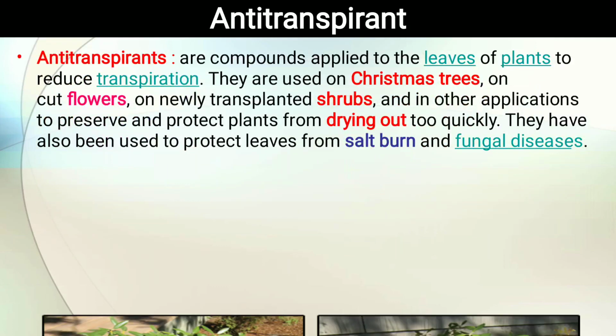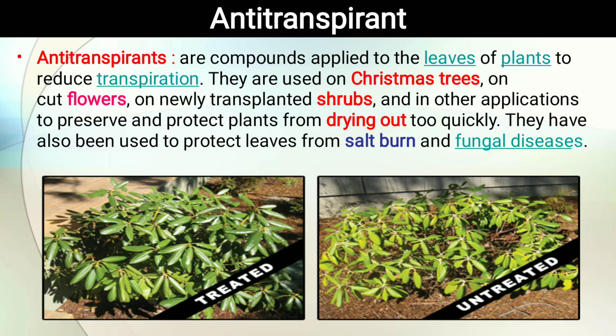Then antitranspiration. What is antitranspiration? Antitranspirants are compounds applied to the leaves of plants to reduce transpiration. They are used on Christmas trees, cut flowers, newly transplanted shrubs and in other applications to preserve and protect the plants from drying out too quickly. They have also been used to protect leaves from salt burn and fungal diseases.